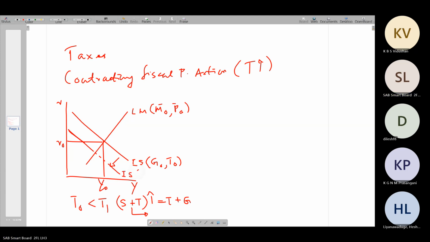IS, T0, T1. Taxes increase from T0 to T1. So as a result, what happened? Income and the interest rate both decrease. Why? Why is there a decline in the interest rate? Why is there a decline in investment? Can anyone explain the relationship, the link, with higher taxes?